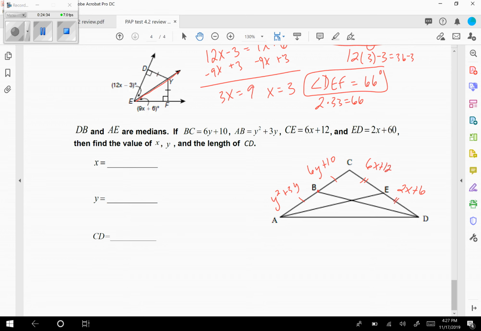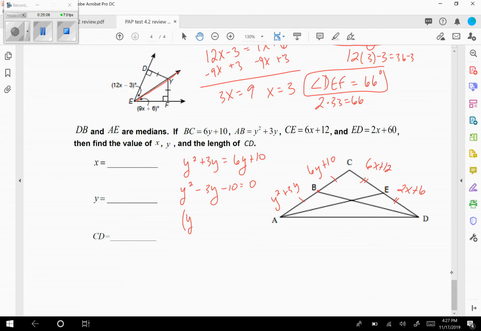Okay, so first thing here, we have y squared plus 3y is equal to 6y plus 10. Okay, we got to get this set equal to 0 because this is a quadratic. So we have y squared minus 3y, because you have 3, and then I'm going to have to subtract 6, so that's negative 3. And then minus 10 is equal to 0. Okay. So now we're going to have to think of some factors that are going to multiply to be negative 10, but then add up to be negative 3.